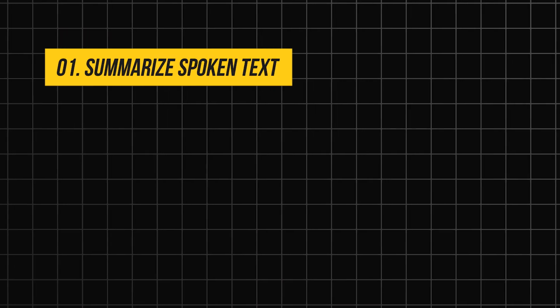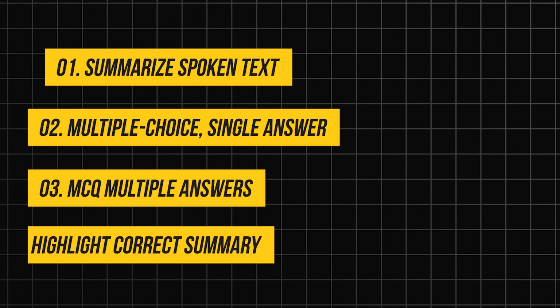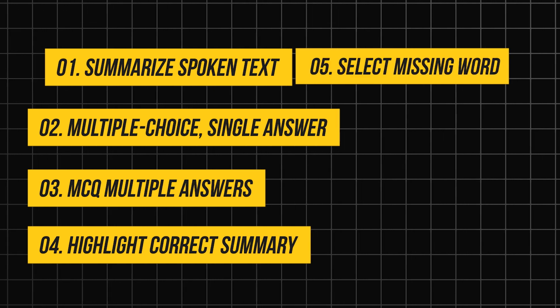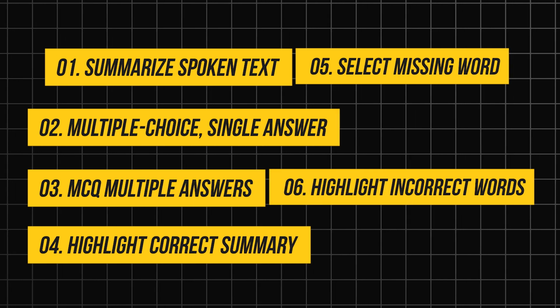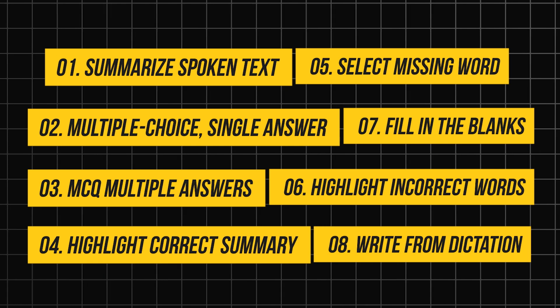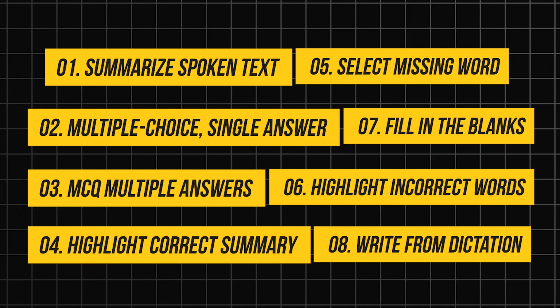The first one that you will get is summarize spoken text. The next one, guys, MCQ single answer, MCQ multiple answer. The next one is highlight correct summary. The next one that you will get is select missing word, and after that you will get the highlight incorrect word, fill in the blanks, and the last one, super important, is write from dictation. So these are the 8 question type, guys, you will get in your PTE listening.